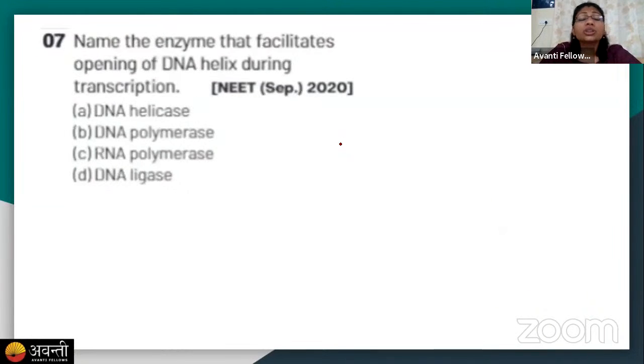Okay, so the next question says, name the enzyme that facilitates the opening of the DNA helix. We have to open the DNA helix during the transcription. Please keep this term in mind. We are talking about the opening of DNA during the transcription, right? Option A, DNA helicase, option B, DNA polymerase, option C, RNA polymerase, and option D, DNA ligase. You have to give your answer through this poll, which enzyme is responsible for the opening of the DNA helix during the transcription.